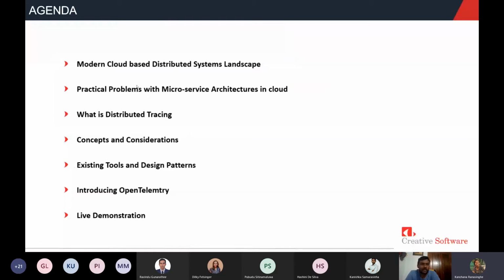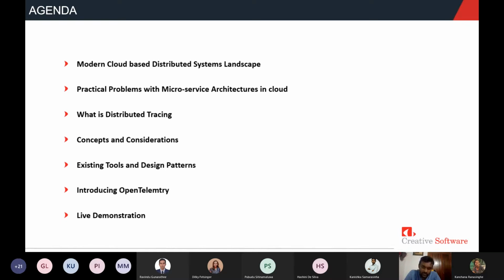Okay, thank you, Kanchan. So today's talk is about distributed tracing, especially distributed tracing in the context of cloud-based microservices. So this is the agenda that we are going to cover today.